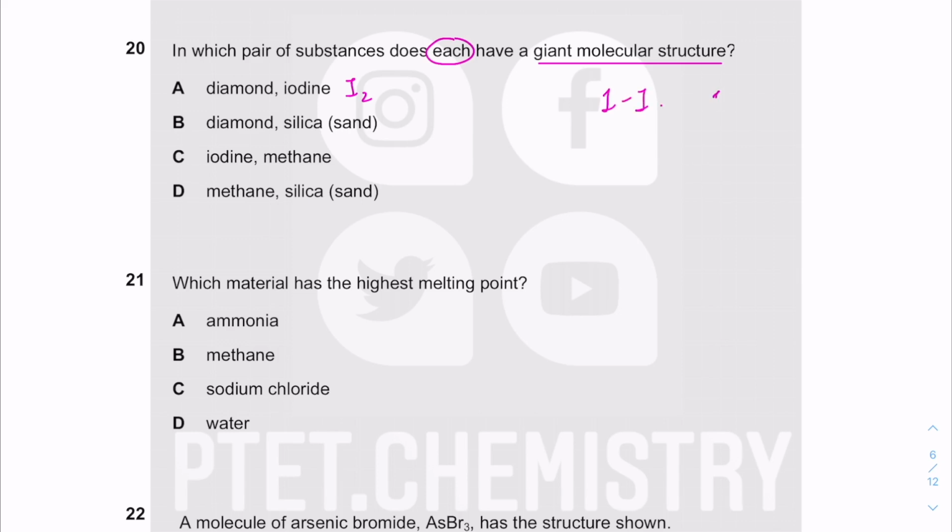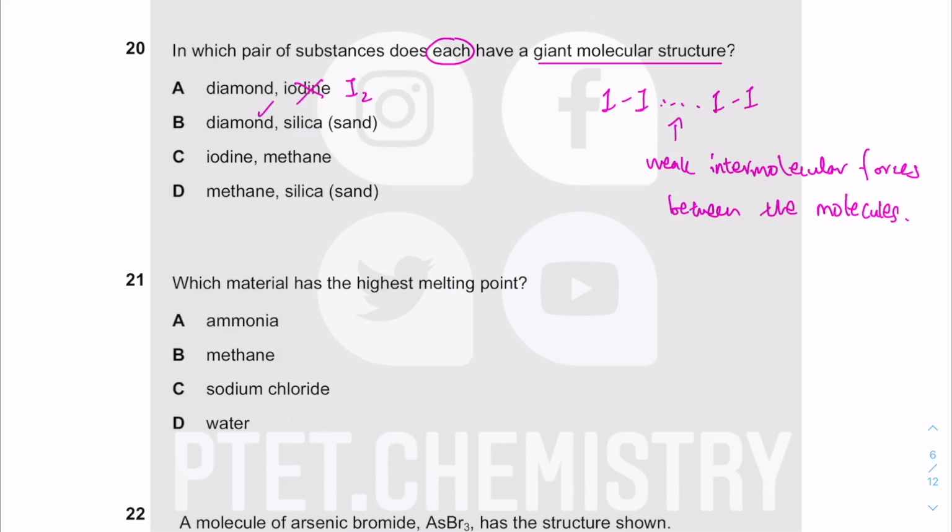So there exists a simple molecule like this, with weak intermolecular forces between the molecules. If you didn't know this before, now you know that all the halogens, all the group 17 molecules, because that's how they exist at room temperature and pressure, have weak intermolecular forces between the discrete single molecules. There's simple molecular structure, there's giant molecular structure, so iodine is out.